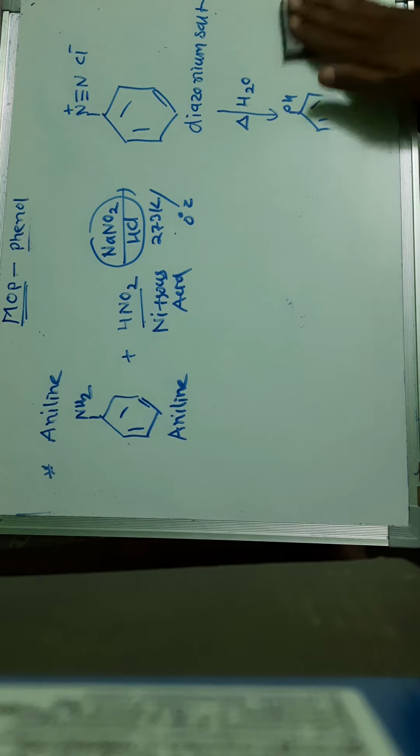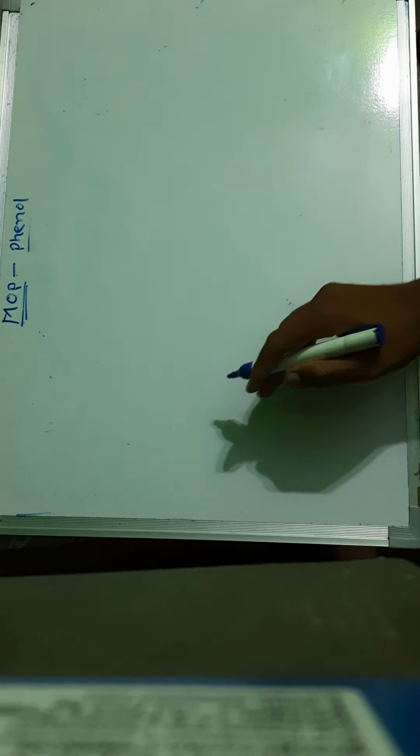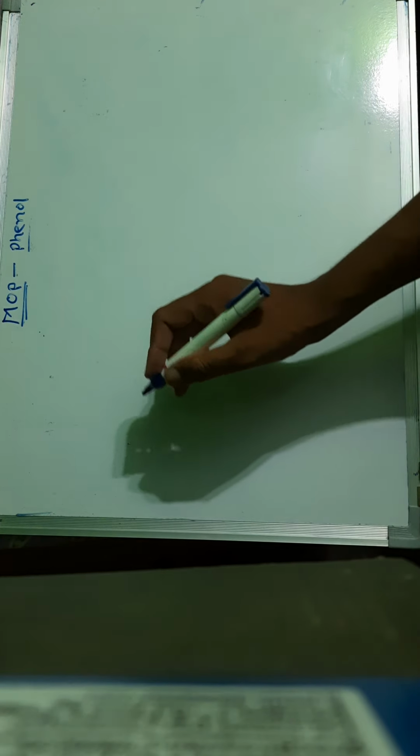Now, the topic of methods of preparation of phenol is complete. Next, see what are the physical properties of alcohol and phenol. Now, see the physical properties of alcohol and phenol.